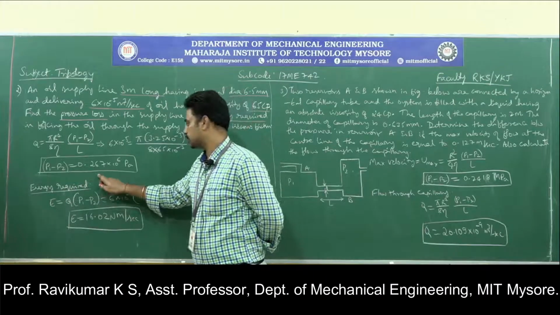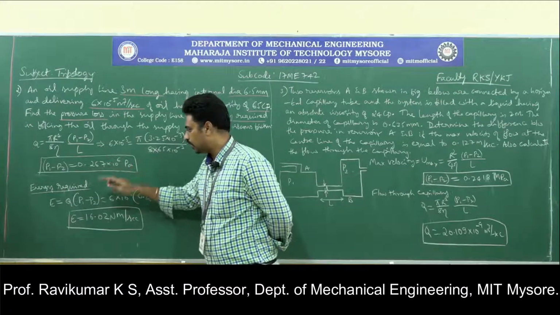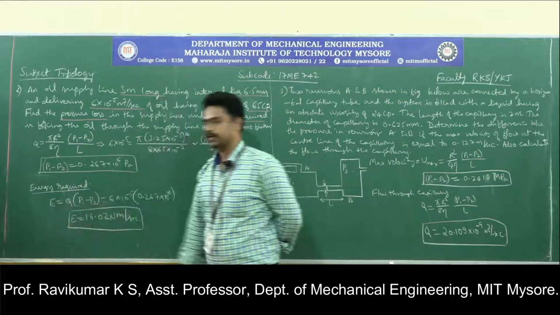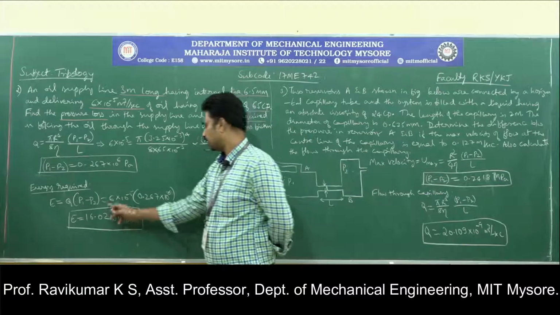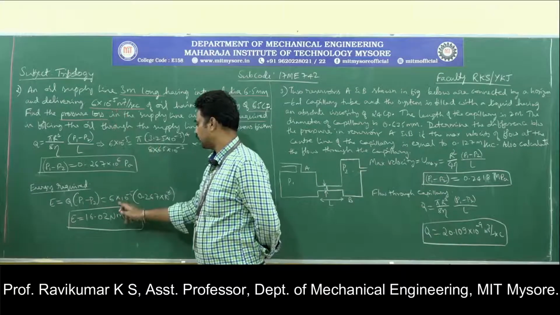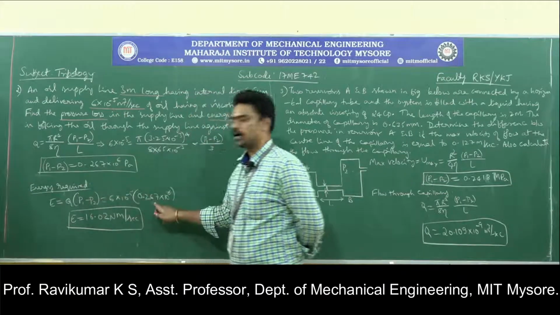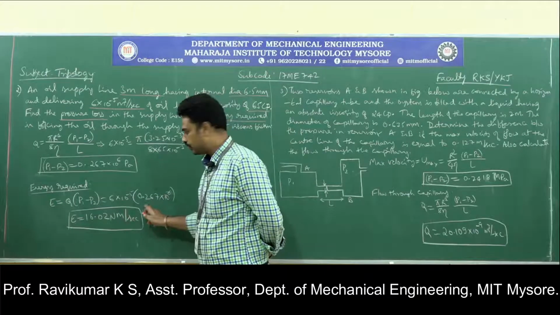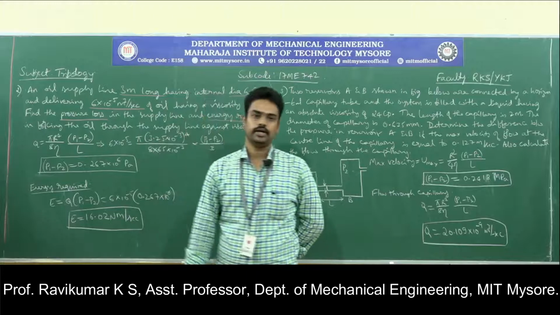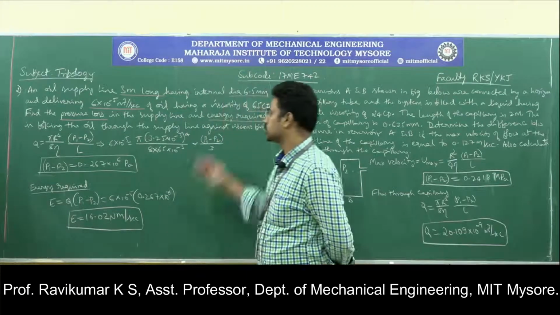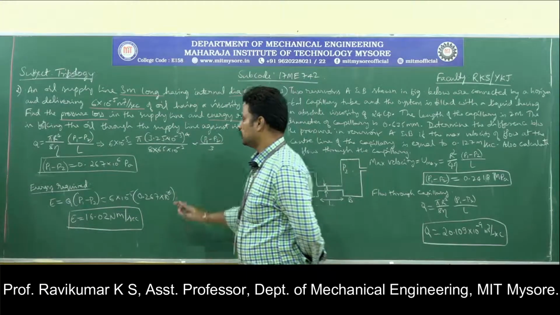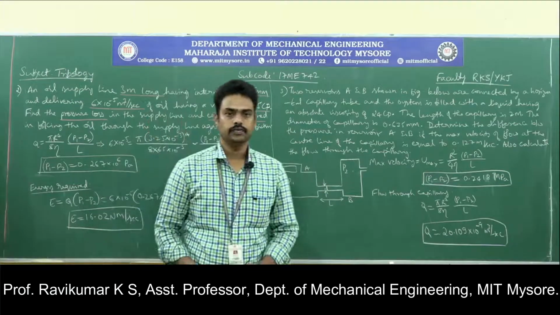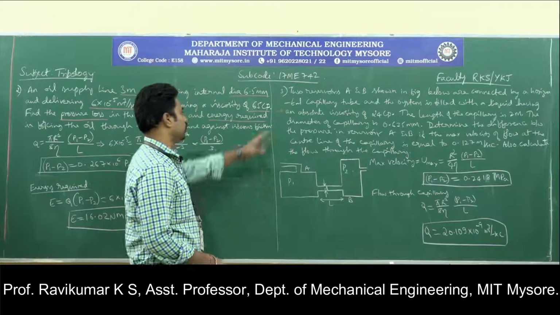If you want to calculate the energy required, energy is equal to discharge into pressure. The discharge is already given, and the pressure you have just calculated. Multiply the discharge with the pressure, and you will get the energy required. Okay, so this is how you need to solve this particular problem. Then we will move on to the next one, the third problem.